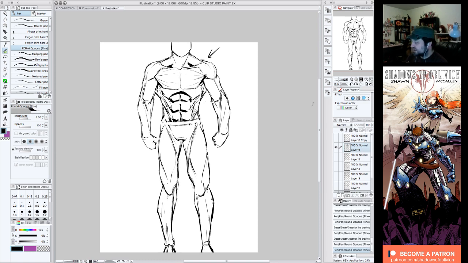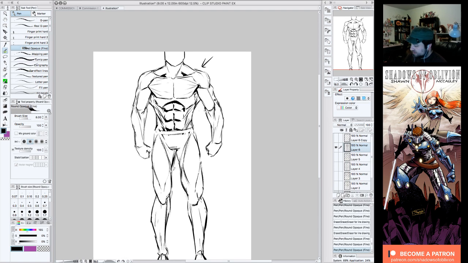It looks a little funny with his feet cut off at the bottom, but... So that's my quick and dirty lesson on muscles, how to draw the muscles of the body.